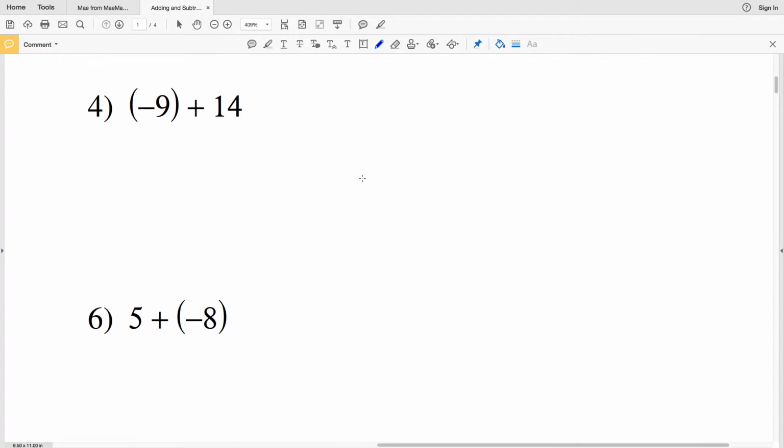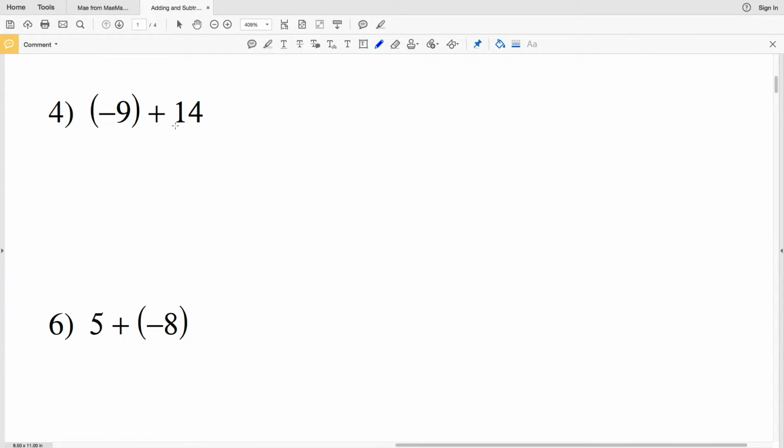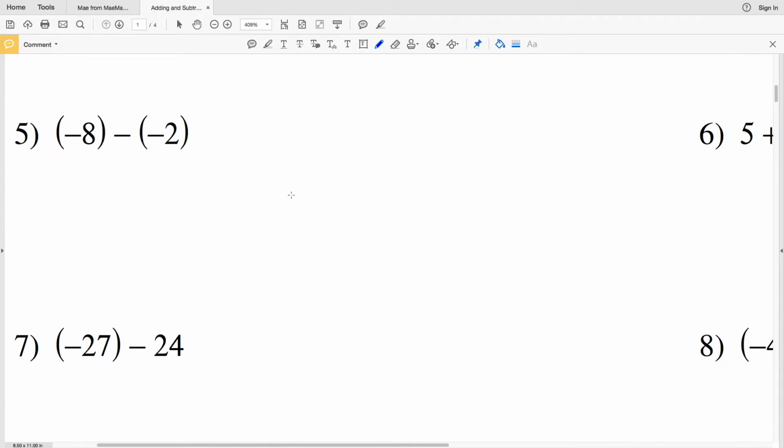Going on to number 4, we have a negative 9 plus 14. Let's rewrite this as 14 plus negative 9. So now we have 14 minus 9, and that's going to be equal to a positive 5. For number 5, we're going to have negative 8, and we're subtracting a negative, so we're adding a positive 2. Negative 8 plus 2 gives us a negative 6. We're starting at negative 8 on the number line and going to the right 2.